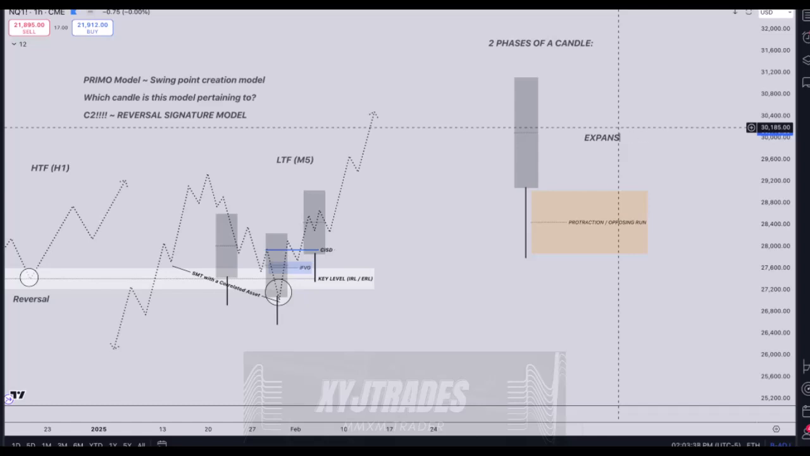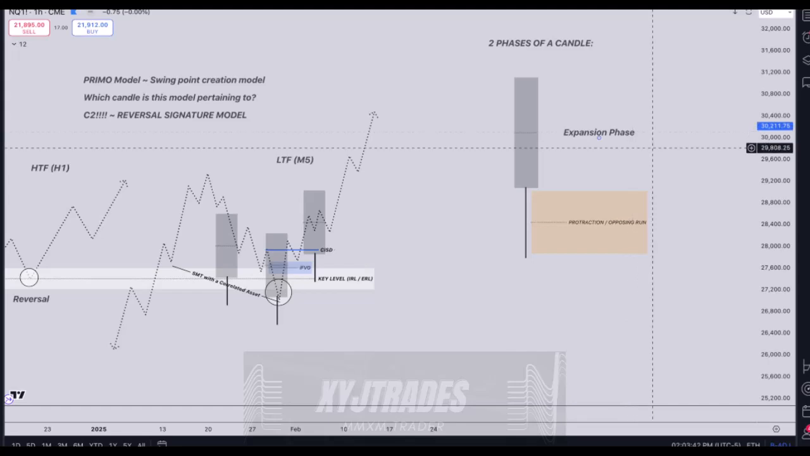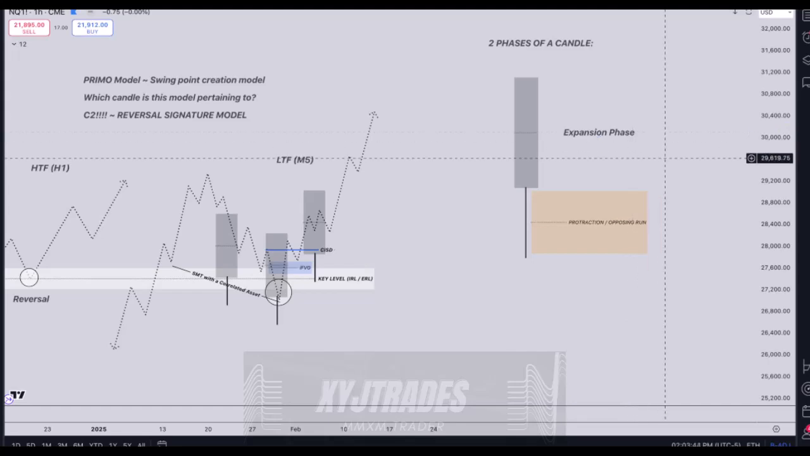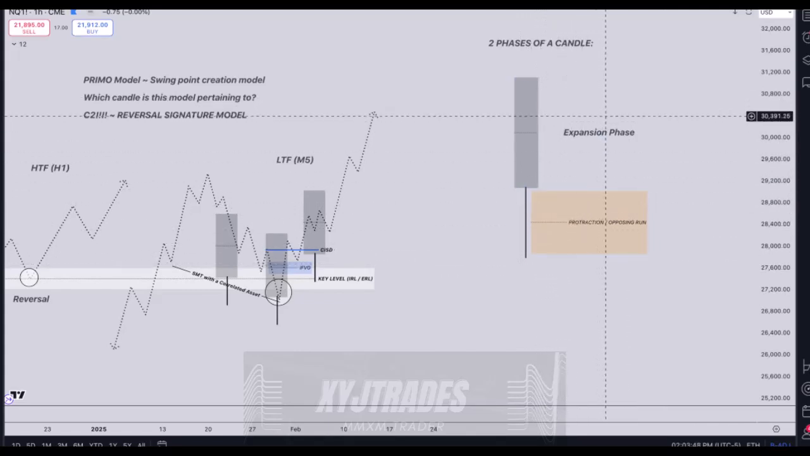I don't know why everything's in capital. Sorry, guys. So the expansion phase. Oftentimes, a reversing candle will form an opposing run and simultaneously an expansion phase of price. So I want to be involved in the expansion of price if it's offered.